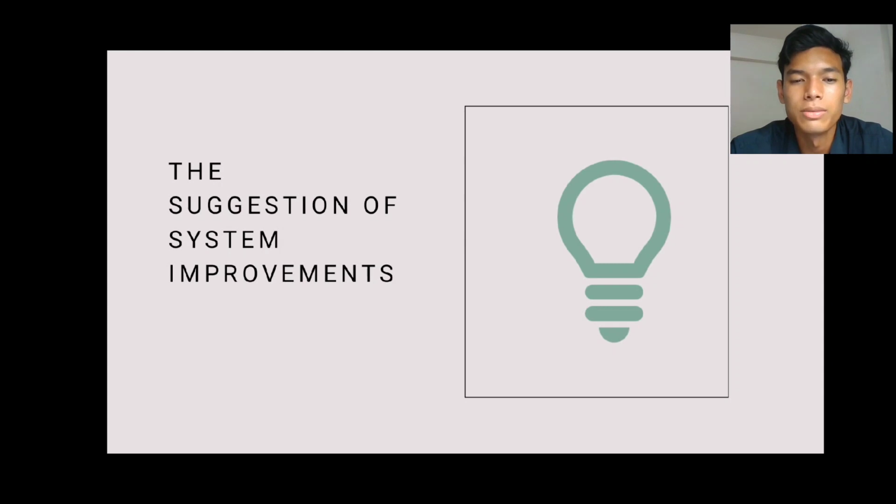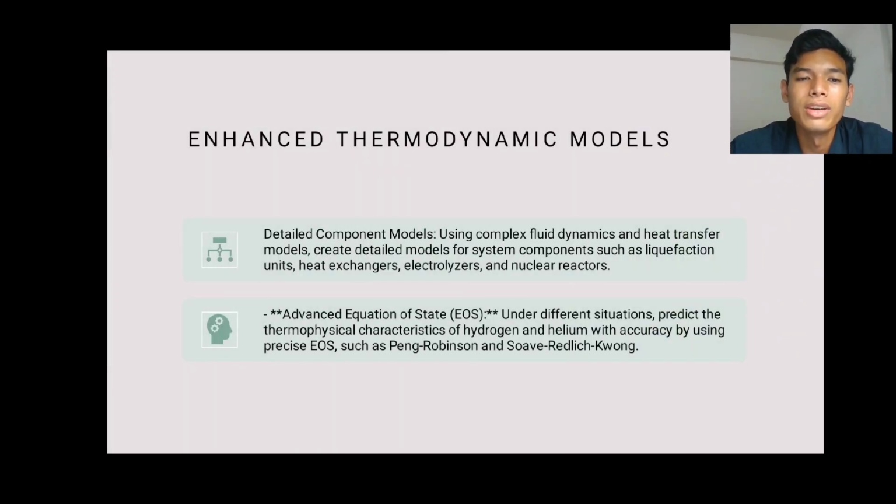The suggestions for system improvement. Firstly, we have enhanced thermodynamic modeling, such as detailed component models. By using complex fluid dynamics and heat transfer models, create detailed models for system components such as the liquefaction unit. Next, we have advanced equation of state, or EOS. Under different situations, predict the thermophysical characteristics of hydrogen and helium accurately by using a precise EOS.